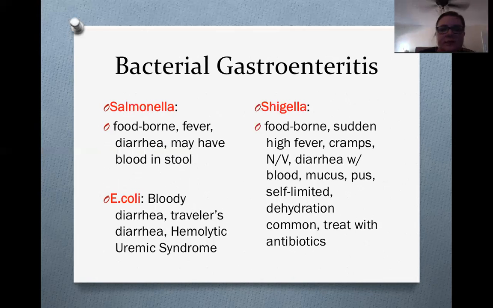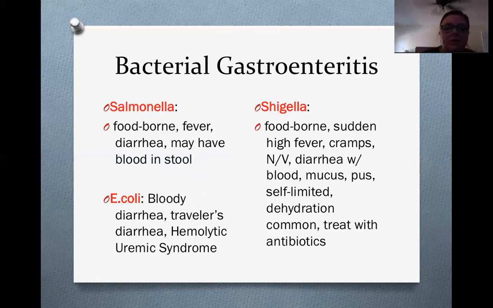And here are some of the more common bacterial gastroenteritis causative agents: Salmonella, Shigella, and E. coli. Salmonella, again, will break out, and we see it pop up in different areas. Shigella, same thing. With Shigella, they have blood, mucus, pus in their stool. That does need to be treated with antibiotics mostly, but again, these are self-limited and will go away eventually, but you can get really quite sick and dehydrated from these infections.